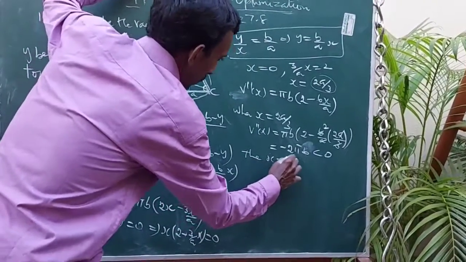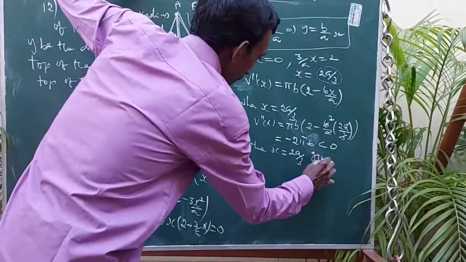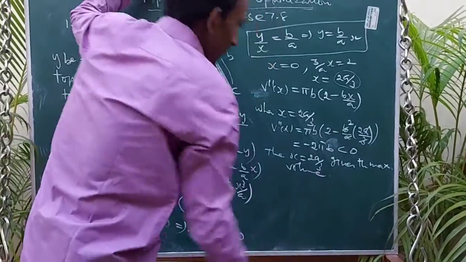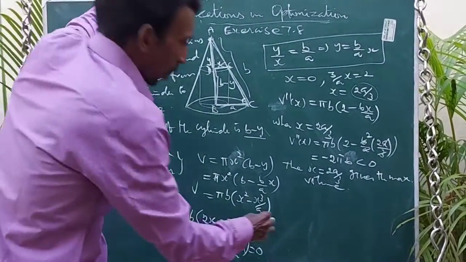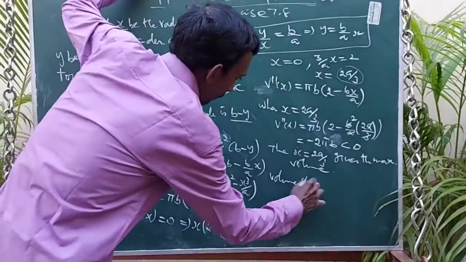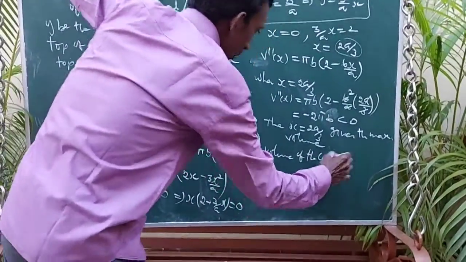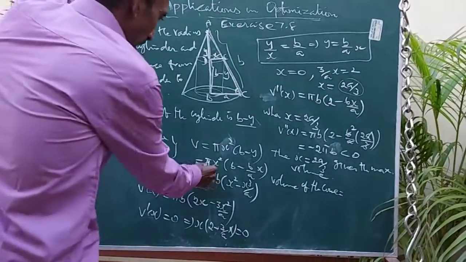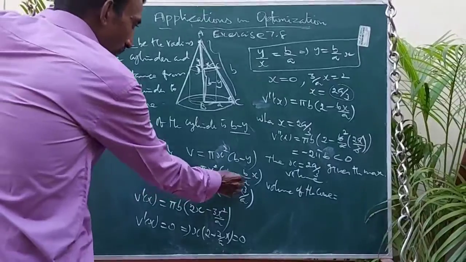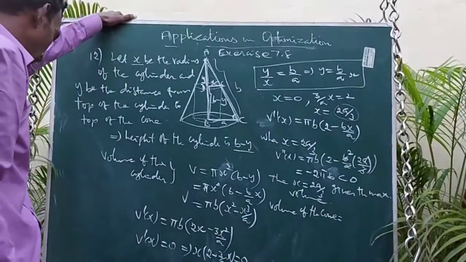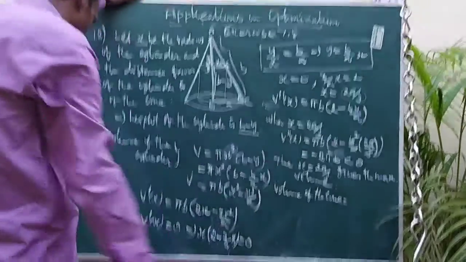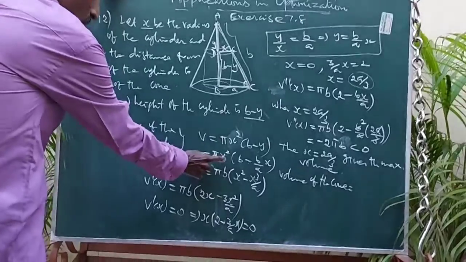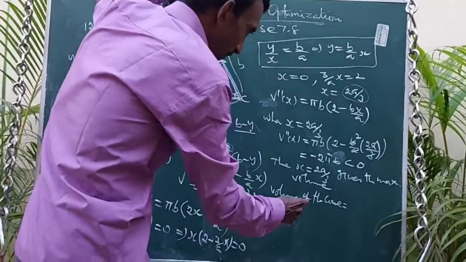Then x equal to 2a by 3 gives the maximum volume. And now the volume of the cone. The volume of the cylinder formula, already we have here: pi x square into b minus b by a x. In that one, put x equal to 2a by 3. In this place, put x equal to 2a by 3. So what are we getting?